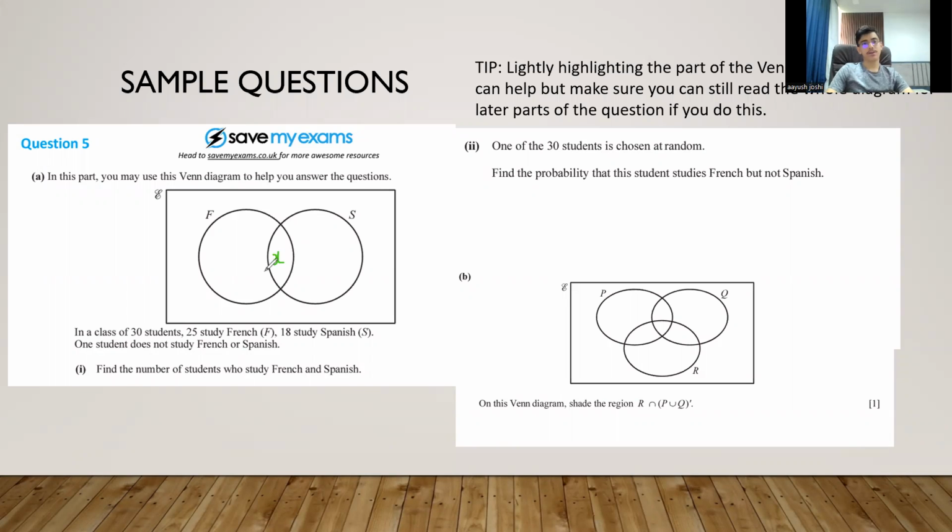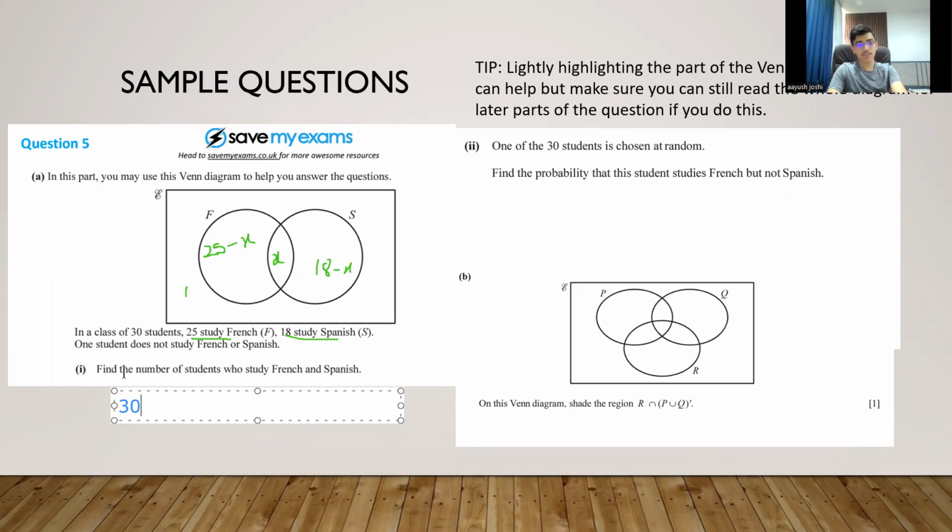Okay, right? So if you have this part as x, then people who study French are 25 minus x, and people who study Spanish, 18 minus x, and people who do not study French or Spanish, so 1 here. You write this all in terms of an equation where 30 is going to be your final answer.